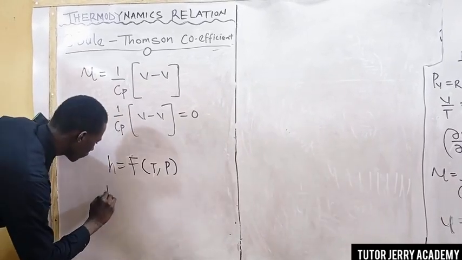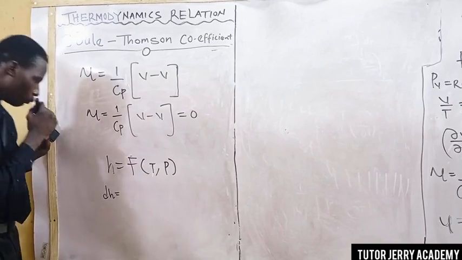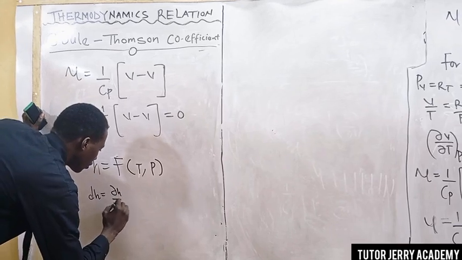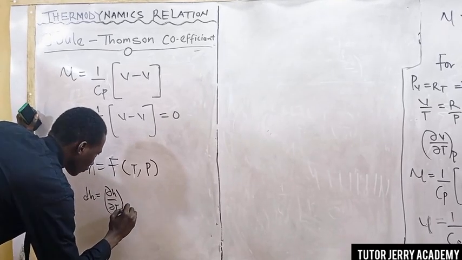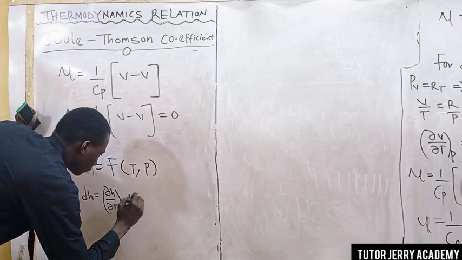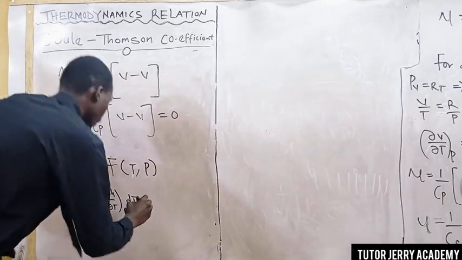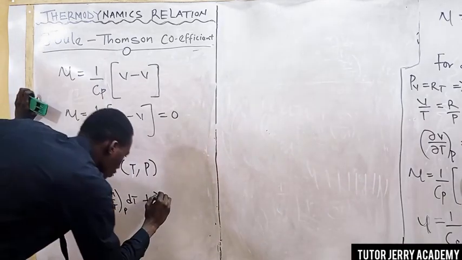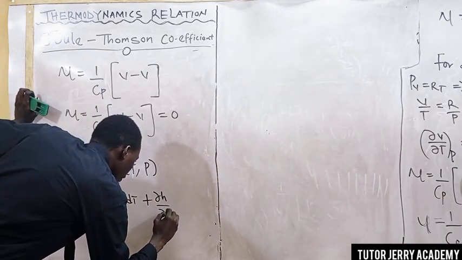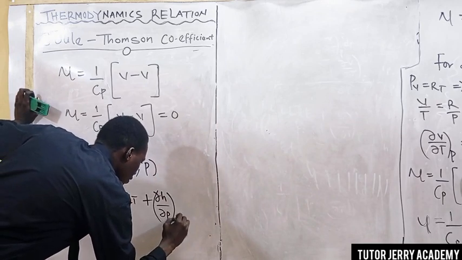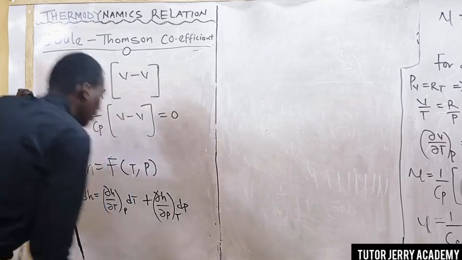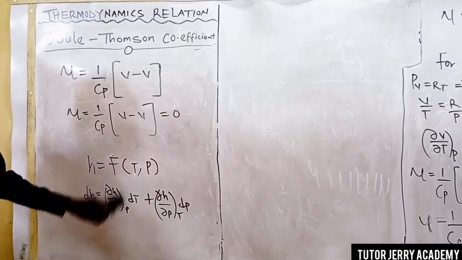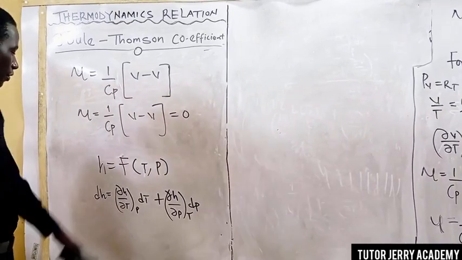To be the dH equal to the partial derivative of H over T, keeping P constant, dT, plus the partial derivative of H over P, keeping T constant, dP. So this is what we have from our enthalpy.